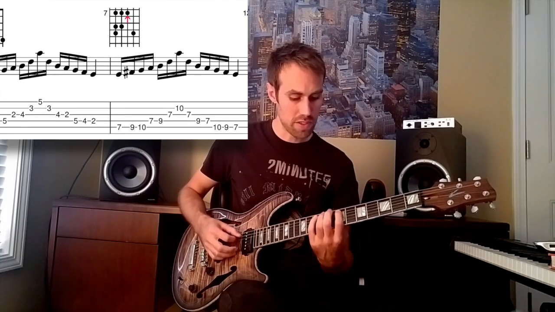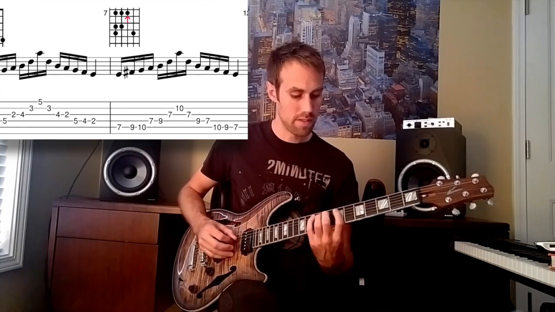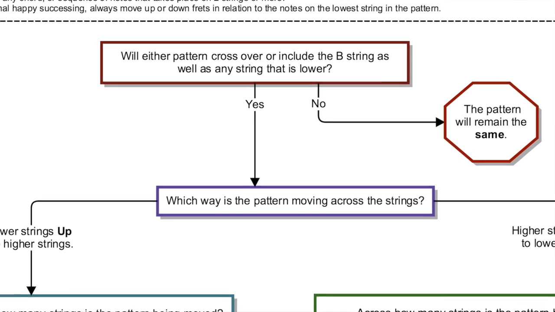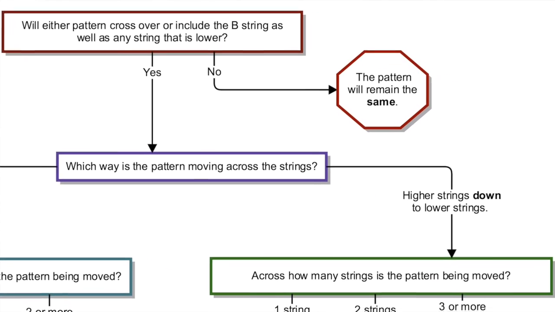Let's do that one more time. So let's do it with this pattern now. Is it on the B string or lower? Yes, the first one is. Which way is it moving? It's moving down from higher strings to lower strings once again.